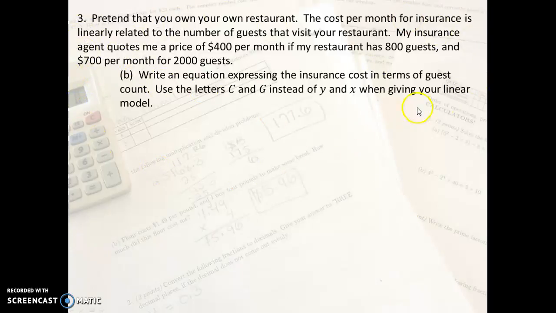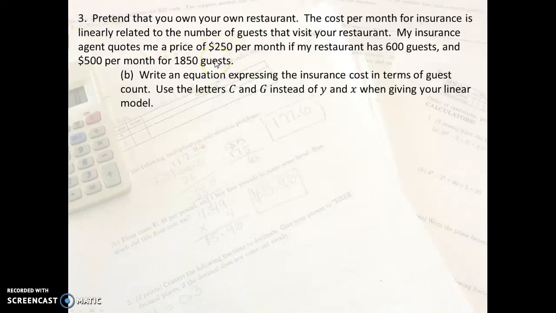If you check out the homework, you'll see question number 3 has a question about the insurance for a restaurant. I have this many guests, this much money, this many guests, this much money. I'm asking you to create an equation. Remember, y equals mx plus b. Before I start to solve it, I'm going to change the numbers in the problem because you'll solve the actual one. I'm going to go through the methods.